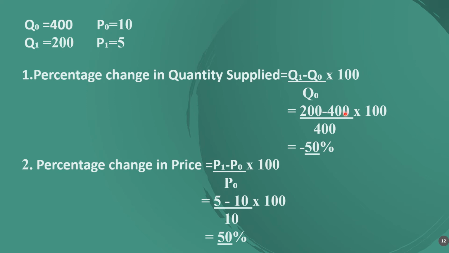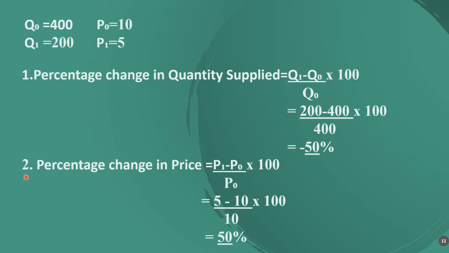So 200 minus 400 is negative 200 divided by 400 multiplied by 100. So when we cancel 200 by 400 you get 1 upon 2. So 100 divided by 2 is 50%. We need to ignore the negative sign. The negative sign just tells us that quantity supplied has fallen from 400 to 200.